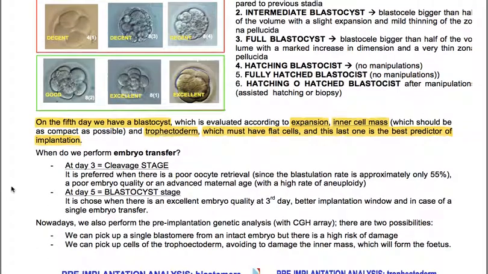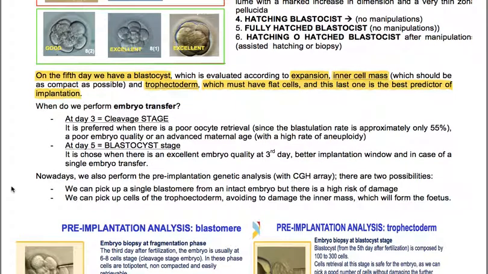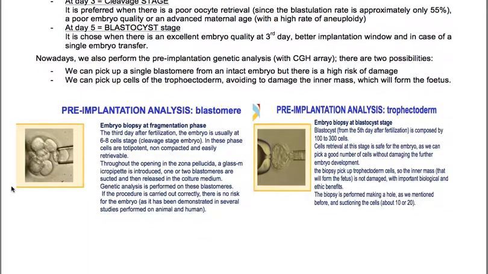Nowadays, we also perform the pre-implantation genetic analysis with CGH array. There are two possibilities. We can pick up a single blastomere from an intact embryo, but there is a high risk of damage. Or we can pick up cells of the trophectoderm, avoiding damage to the inner mass, which will form the fetus.